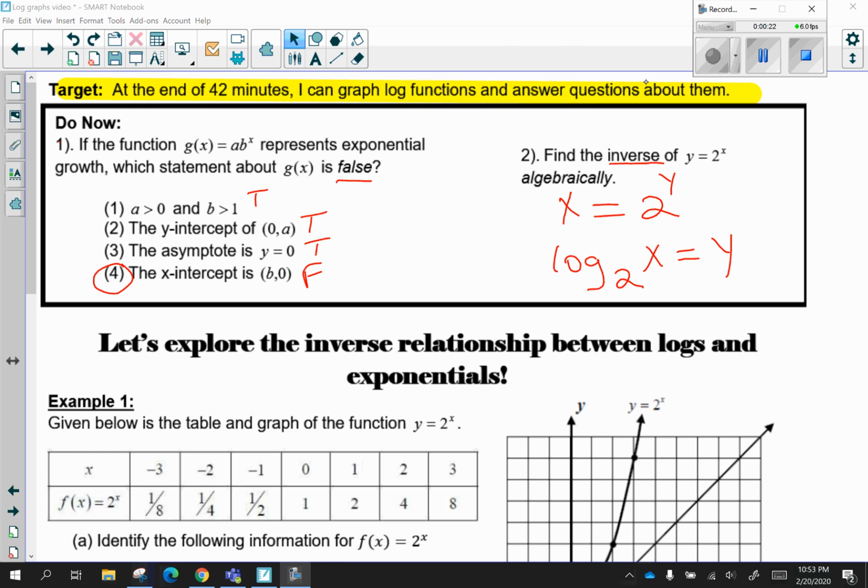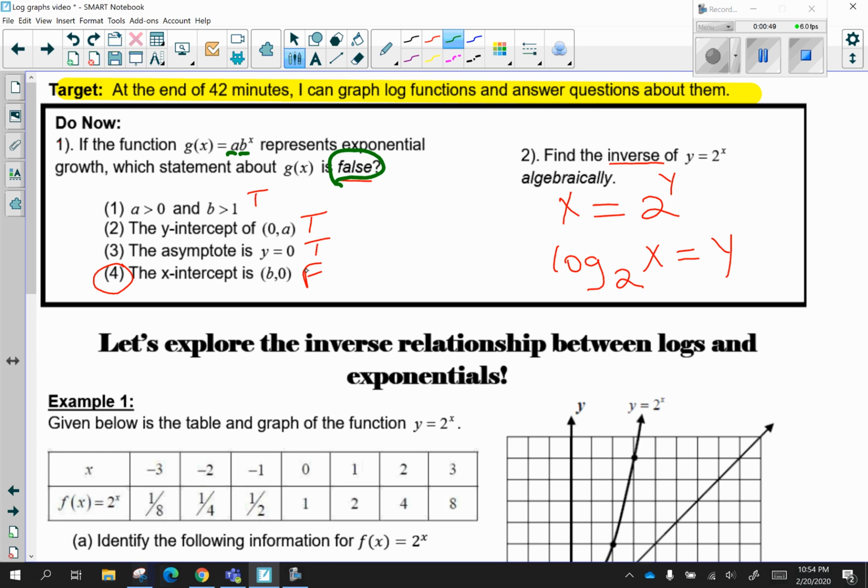So hopefully you got these two questions right. Let's recall the first one. It says if the function g of x equals ab to the x represents an exponential growth, which statement about g of x is false? Keyword here. We know a is our initial value, so it must be greater than 0. And b, since it's growth, must be greater than 1, so this is true. The y-intercept is always that initial value.